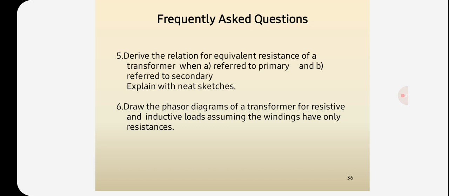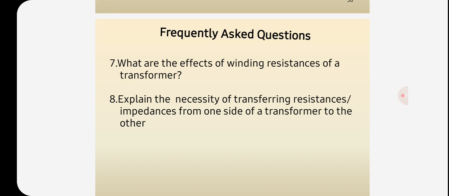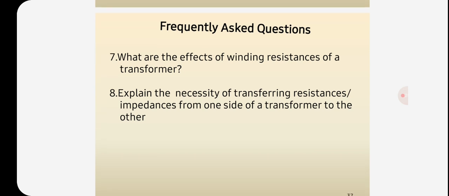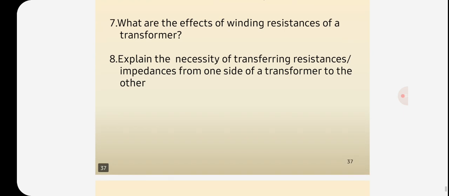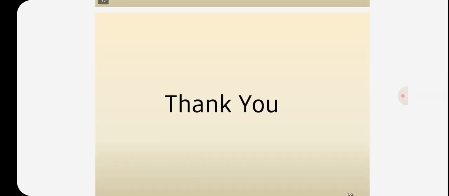Draw the phasor diagrams of the transformer for resistive and inductive loads, assuming the windings have only resistances. Also, what are the effects of winding resistance of a transformer? Explain the necessity of transferring resistances and impedances from one side of the transformer to the other. So these are a few frequently asked questions, and in the next class we go for the transformer with resistance and leakage reactances. So this is today's topic.